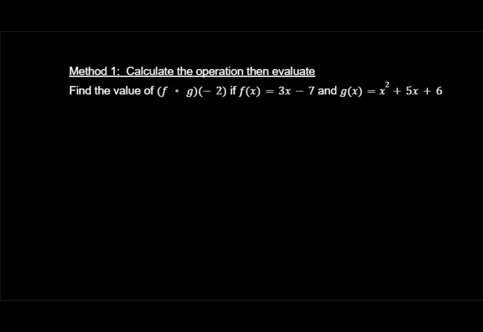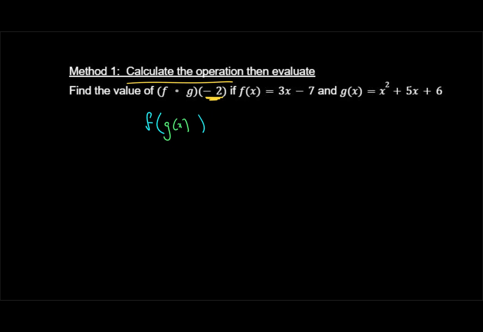So in this example, we're going to be looking at composition where we calculate the operations first. We're doing a basic operation one and a composition one because composition behaves a little bit differently. To calculate the operation first, we're going to start off by doing f of g of x. And then after finding that, we'll deal with what we're supposed to plug in to evaluate.